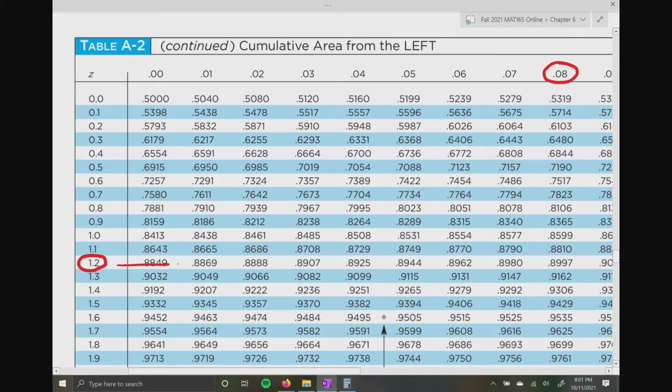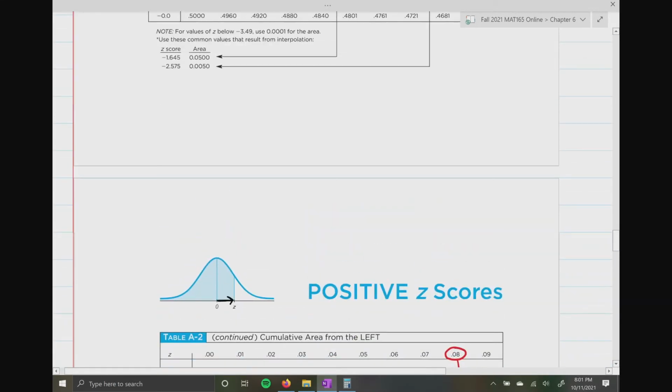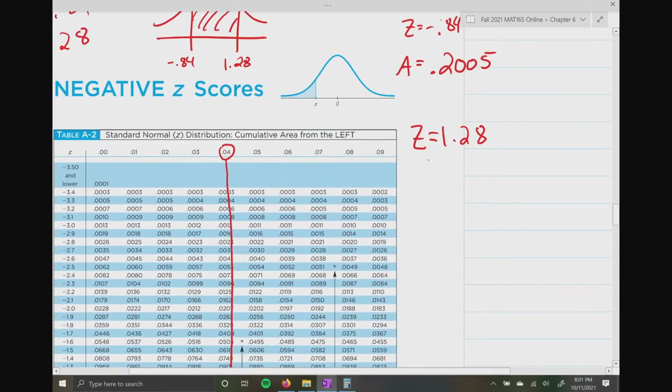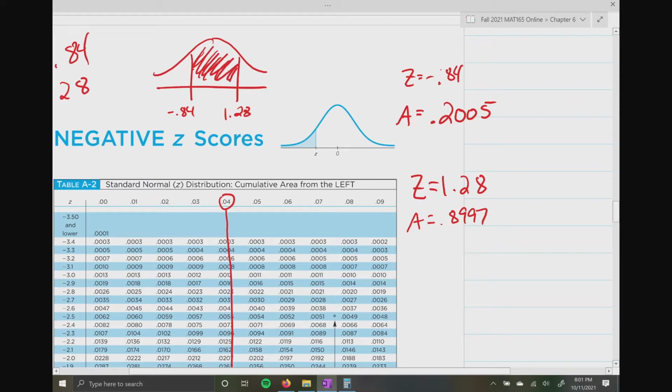So let's just go ahead and draw the line over and draw the line down. So notice we get 0.8997. So I'm going to go ahead and write that number up above. 0.8997. So area equals 0.8997.